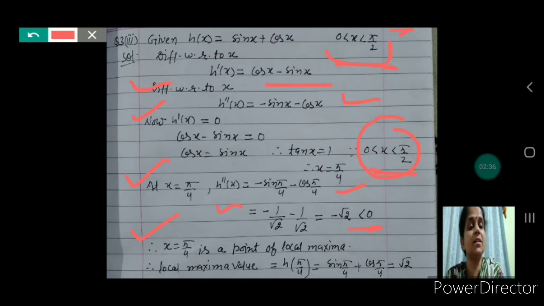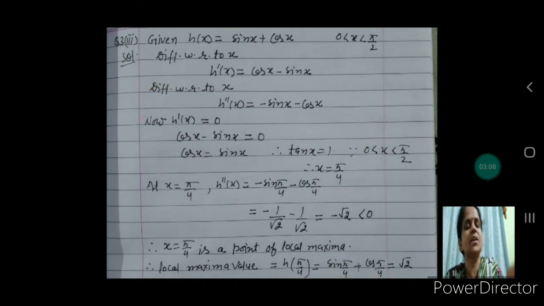And now find the value of the function at this point, so find the local maximum value. So h at the point pi by 4: write the value in the given function. Finally you will get sin pi by 4 plus cos pi by 4. Write the value of sin pi by 4, it is 1 by root 2, and plus cos pi by 4, it is also 1 by root 2. Solve it, you will get root 2. Okay, clear? Now move ahead.